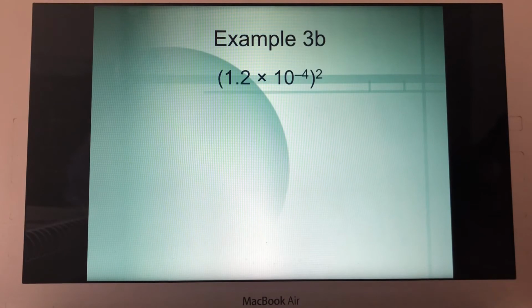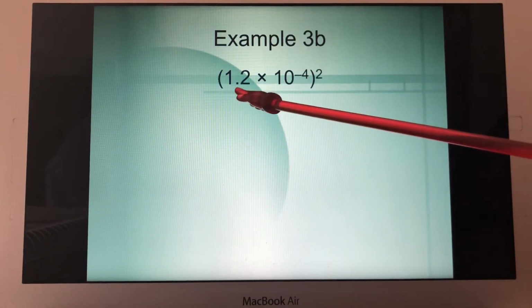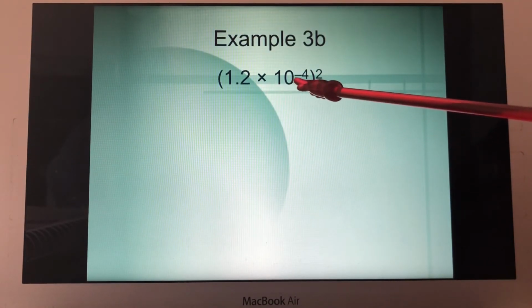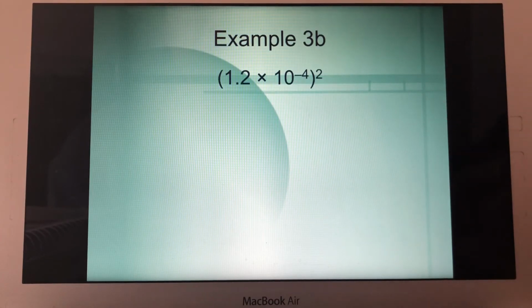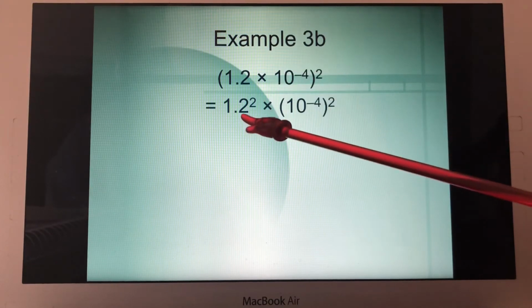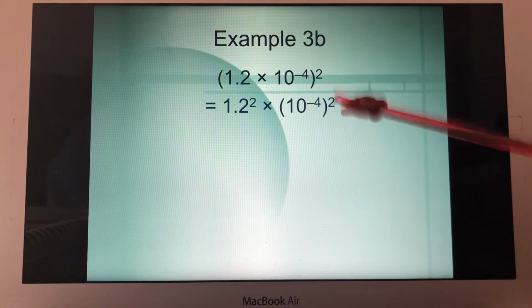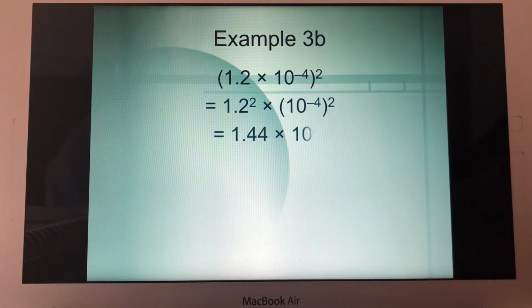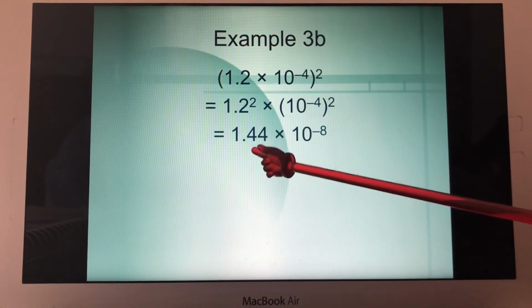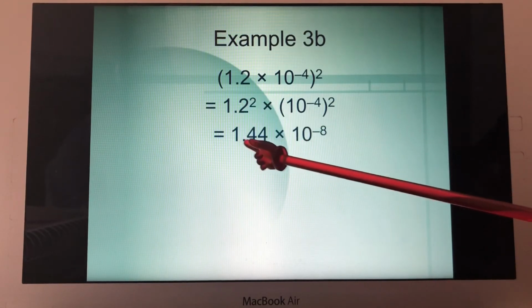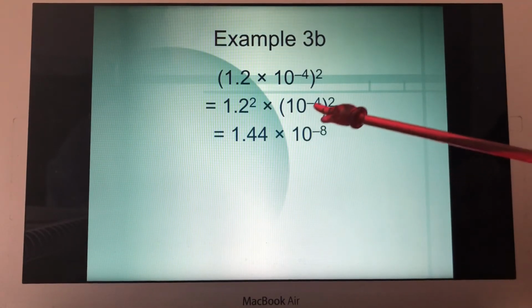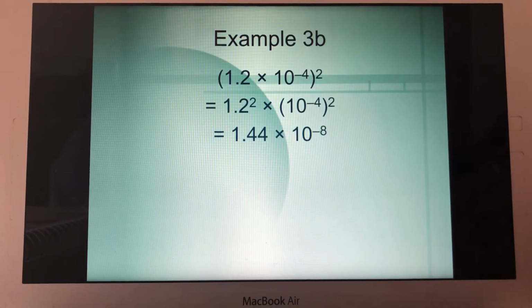Our next example, let's say we have a number in scientific notation that we have to square. So that's the same, if you write it this way, 1.2 squared, 10 to the negative 4th power squared. And what does that give us? You have 1.44 now. 1.2 squared is 1.44. 10, you take the negative 4 times 2, and that gives us negative 8. And there's our final answer in scientific notation.